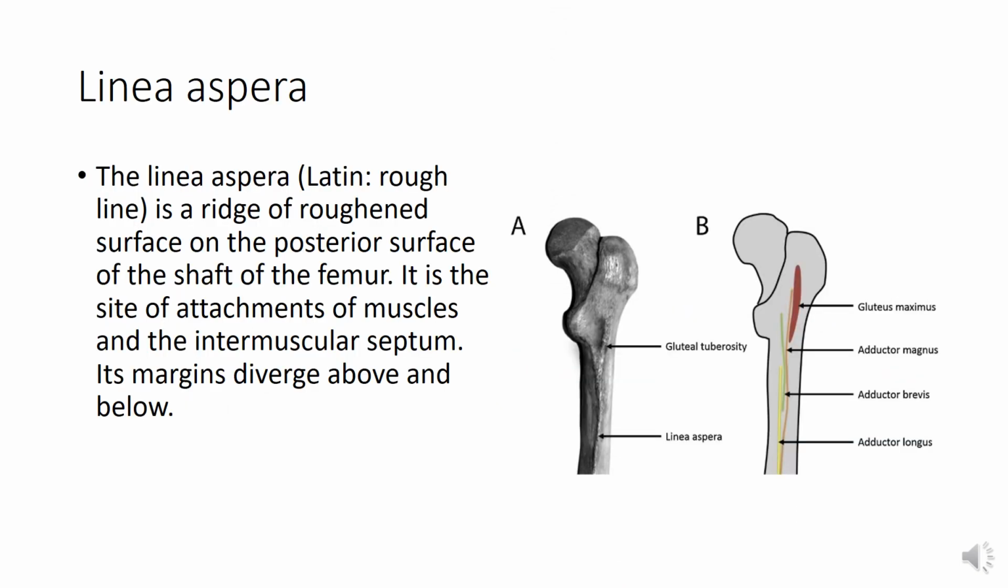Linea aspera. What is linea aspera? Linea aspera in Latin means rough line. It is a ridge of roughened surface on the posterior surface of the shaft of femur. It is the site of attachment of muscles and the intermuscular septum. So here you can see on the posterior surface of the upper part of shaft of femur lies a rough ridge which is known as linea aspera, and this gives attachment to various muscles and the intermuscular septum. Its margins diverge above and below.